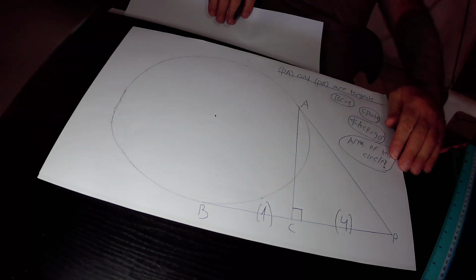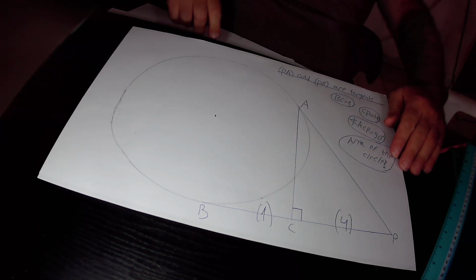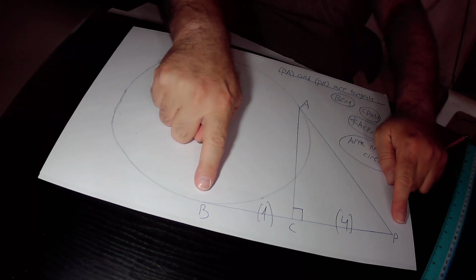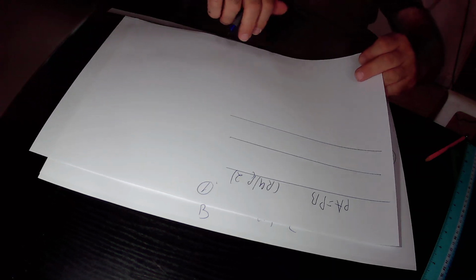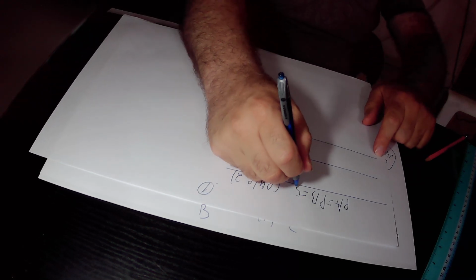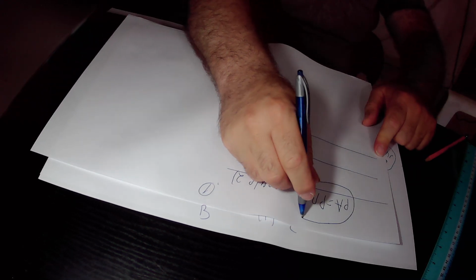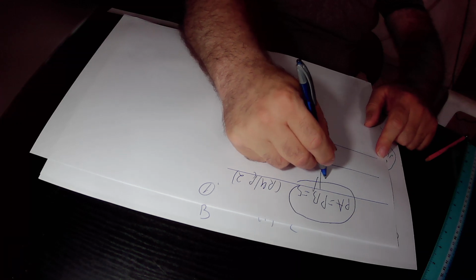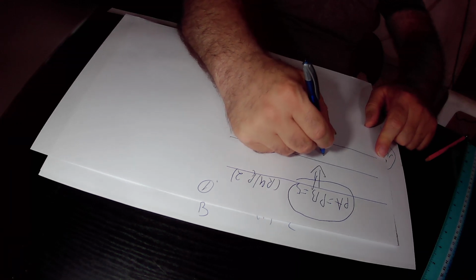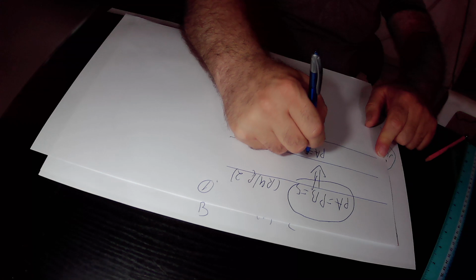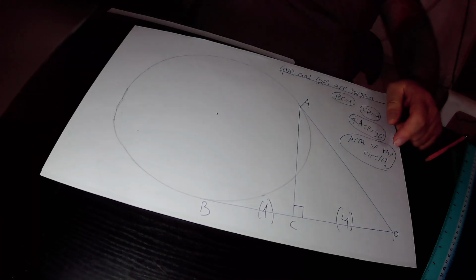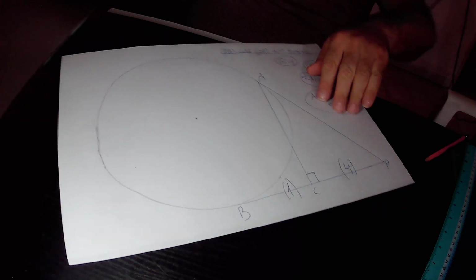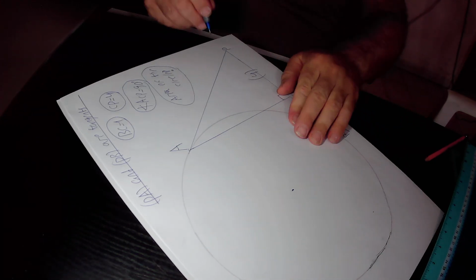But it is given in the question that PB in total equals 4 plus 1, that is 5. So PB equals 5. You can write here that PB equals 5. And from this equation, PA equals PB equals 5. We will derive that PA is also equal to 5 units in length. So here, PA equals 5 units. Write it down.